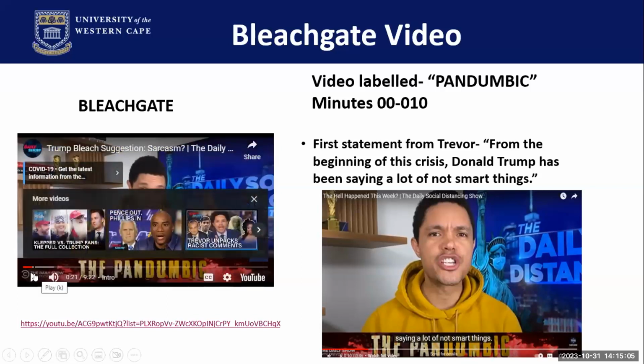So in terms of his first statement, Trevor Noah said, from the beginning of this crisis, Donald Trump has been saying a lot of not smart things. What is evident is the manner in which he said it, the background with which he is framing his argument or his performance, and also who is the main social actor or the main event within his discussion. If you look at the backdrop of his video, there's a Statue of Liberty stating the Daily Social Distancing Show, which has been changed from the Daily Show due to the COVID pandemic.